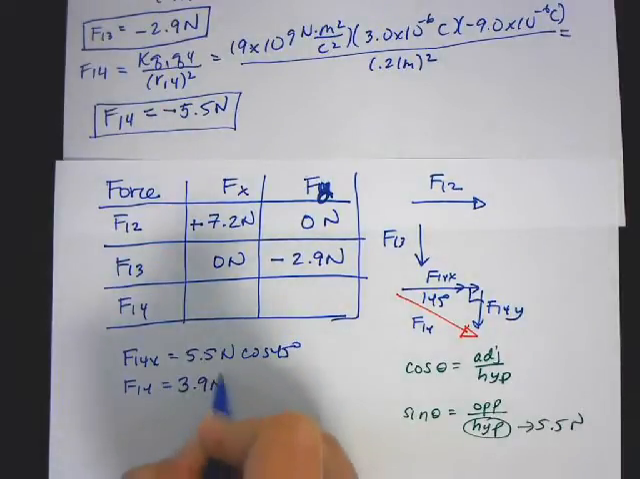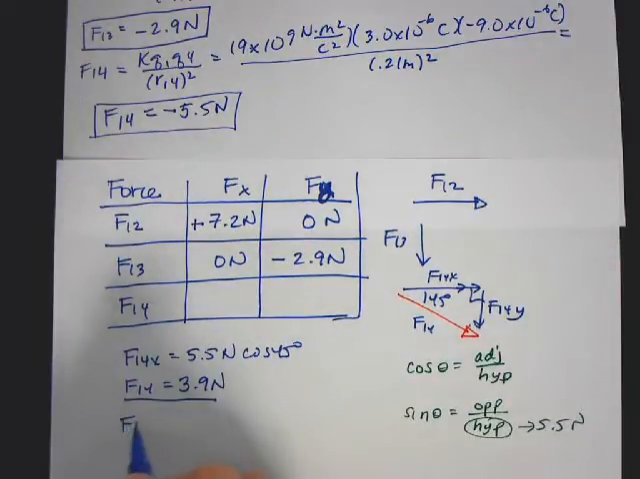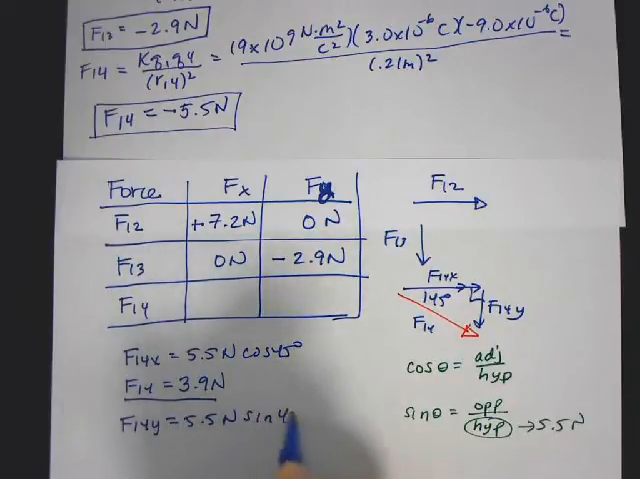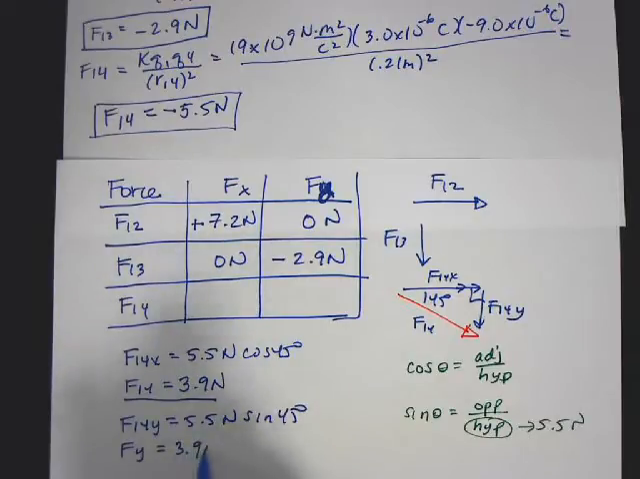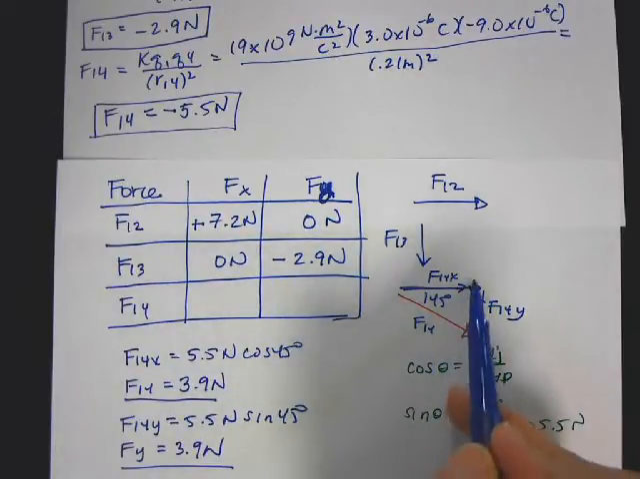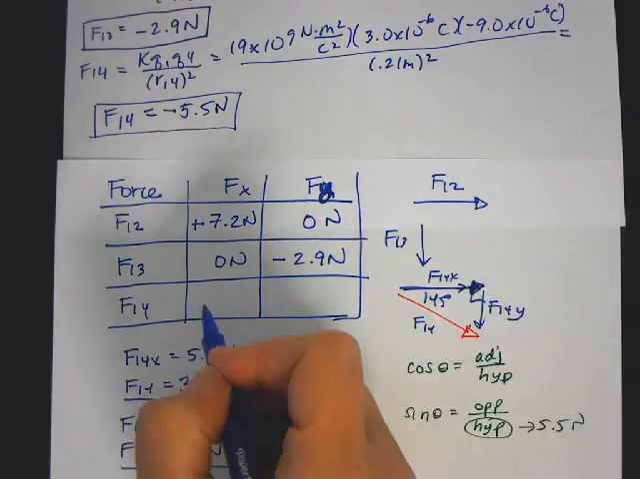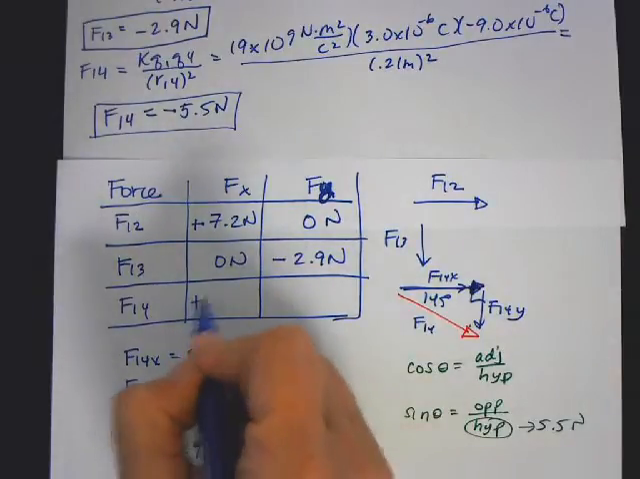Now, in order to get the direction, I'm going to look at my picture. This goes to the right. According to my sign convention, the right is positive. So the x component is going to be positive 3.9 newtons. F14Y goes down according to my sign convention. Remember, I'm still using my standard Cartesian sign convention that up and to the right is positive. So because this goes down, this is going to be negative 3.9 newtons.